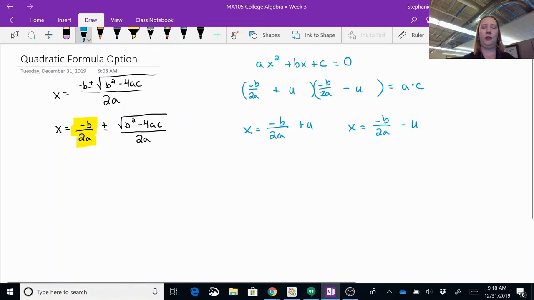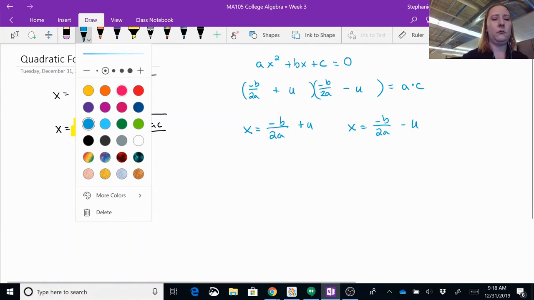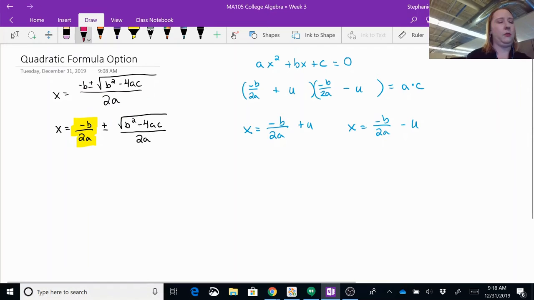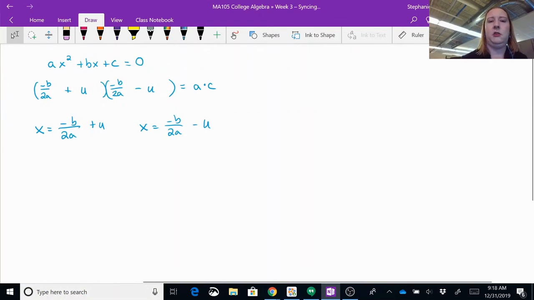So let's see, I have several examples here. Sure, we can do this one. I'm going to give you an example. Let's say we have x squared minus 6x plus 12 equals 0. I'm going to move this over so that we can see it next to here. So we have x squared minus 6x plus 12 equals 0.